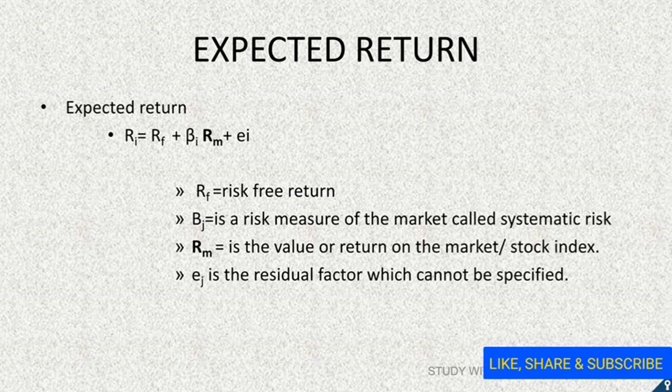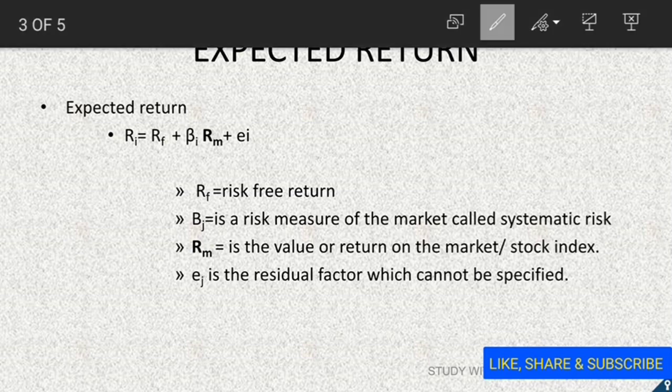It means if the market is giving zero return, then this security is giving some return. It can be positive or it can be negative, minus 2% or plus 5%. So it is also denoted by alpha in some cases. We can say it is a risk free return. So RF plus beta multiplied by RM. RM is the value or return on the market or the stock index, and EI is the residual factor which cannot be specified. So this is the formula of expected return.